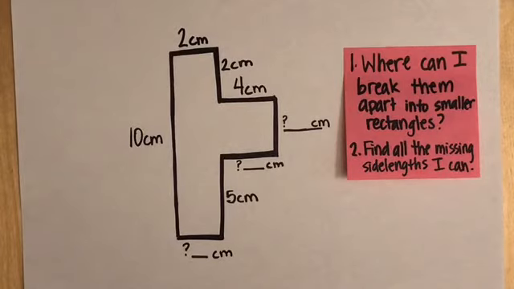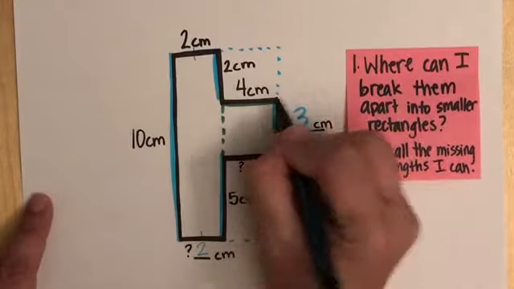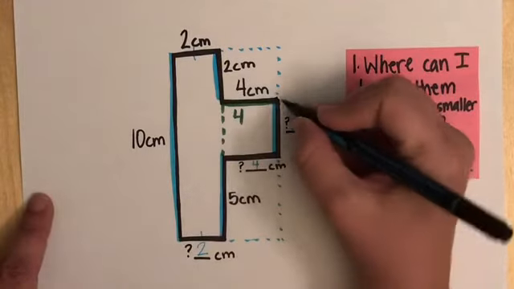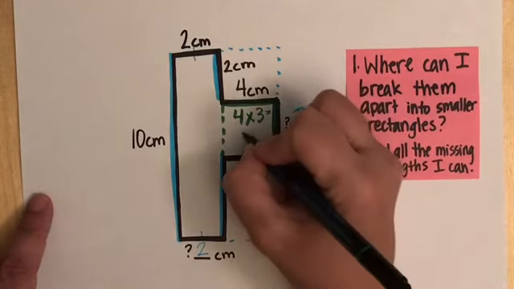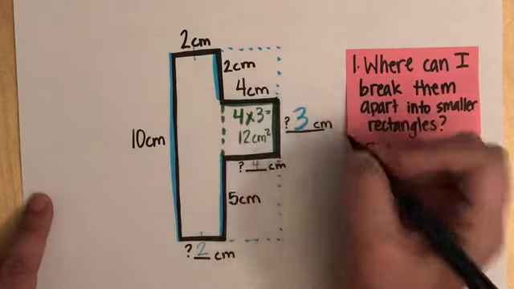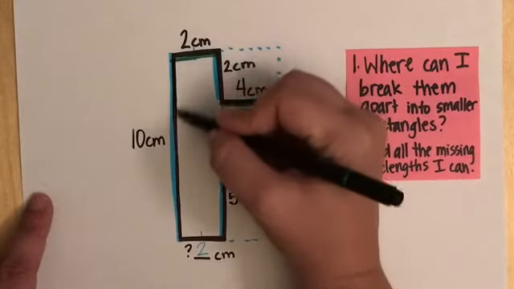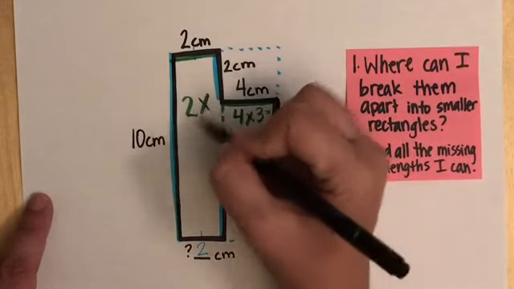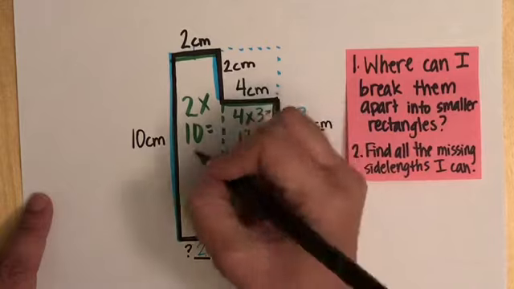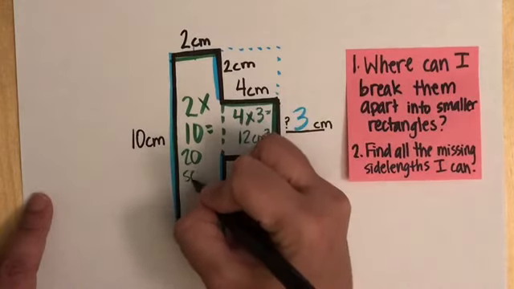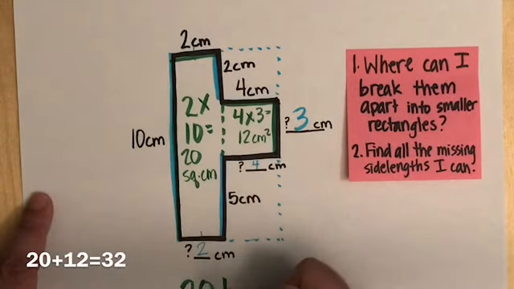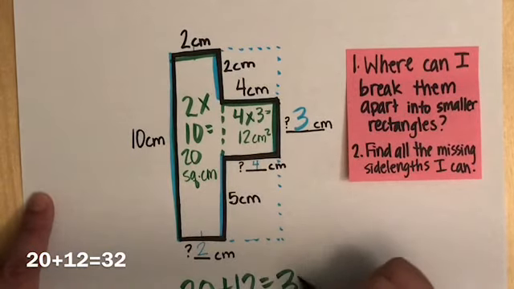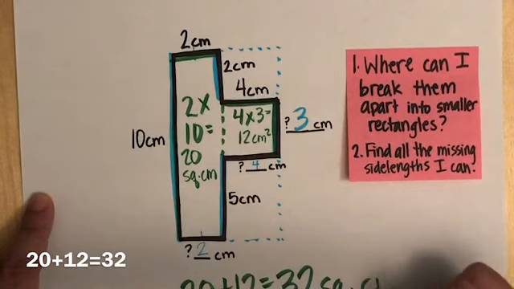Okay, please copy this down on your paper. Try to solve it, press pause, and press play when you're done. This one I need to know this side length, which is 4, and then this side length, which is 3. So 4 times 3 equals 12 centimeters squared. And then I have 2 times 10 for this side. So 2 times 10 equals 20 square centimeters. Now I'm going to add these guys up. So 20 plus 12 equals 32 square centimeters.